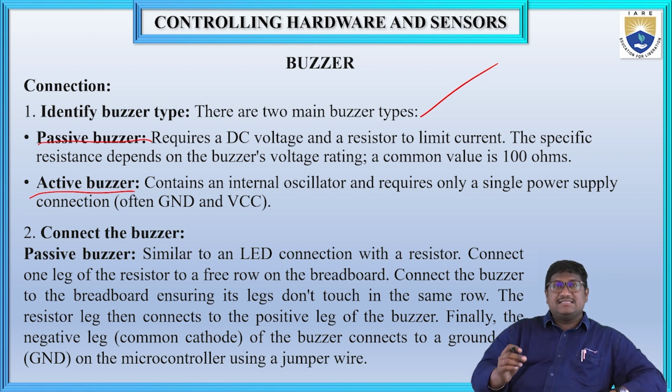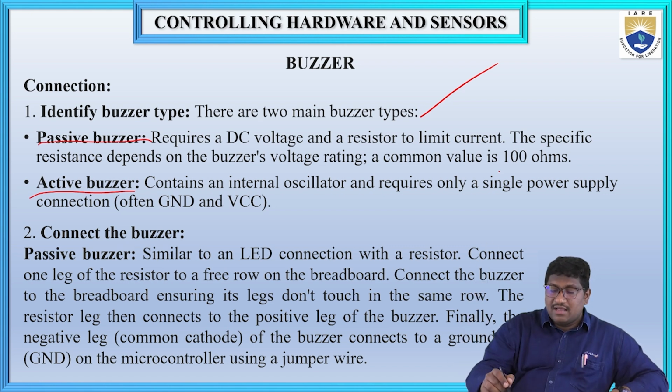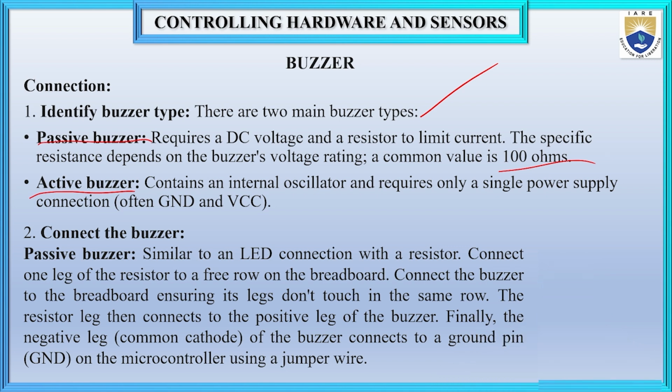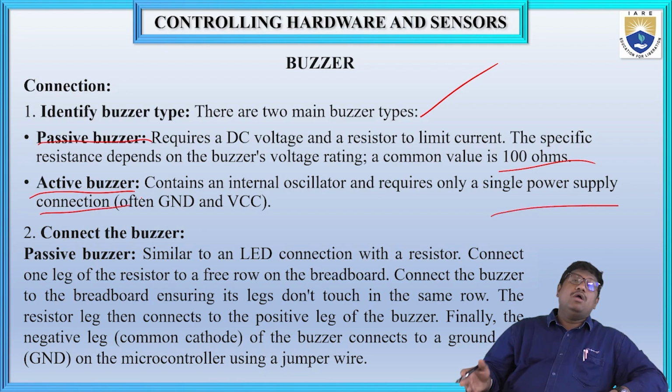The specific resistance depends on the buzzer voltage rating, with a common value of 100 ohms. Coming to the active buzzer, it contains an internal oscillator and requires only a single power supply connection. This is how active and passive buzzers differ.